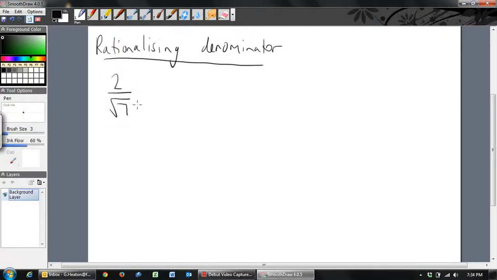Mathematicians hate this situation where you've got a surd on the bottom line of a fraction. Remember, denominator means bottom line of a fraction. We don't like this, and so we have this trick to be able to get rid of this root 7 on the bottom line. I don't know if you've noticed it yet, but let's have a look at this.